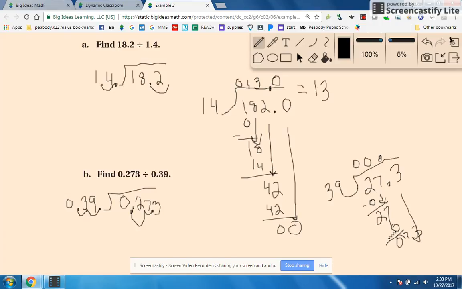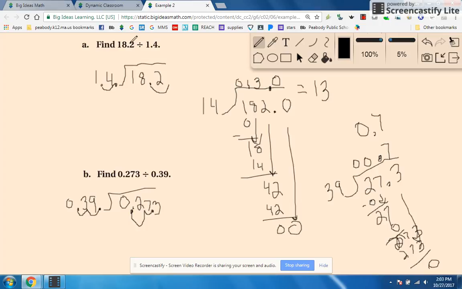So now I have 39 into 273, which actually goes in exactly 7 times. So I get 273, subtract, I get a 0, so I'm all done. The decimal came straight up, so 0.7. When you write your final answer, you don't need to put the extra 0, you can just put 0.7.